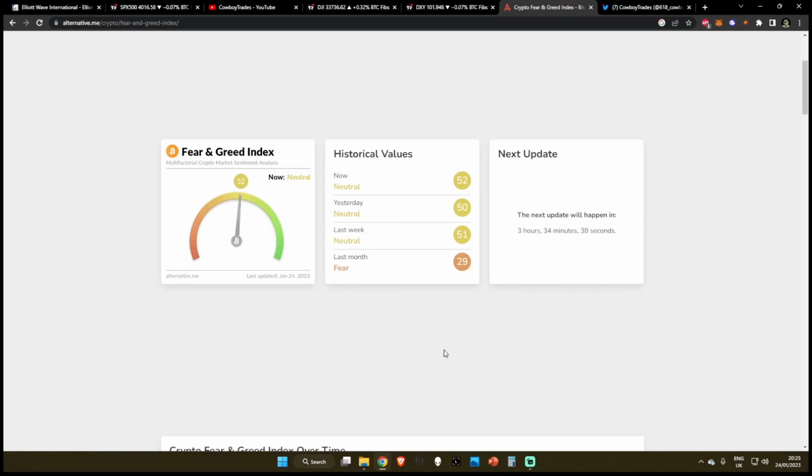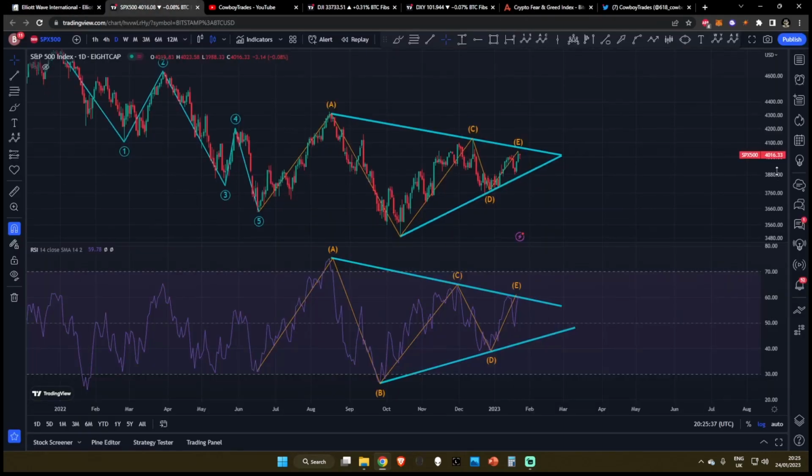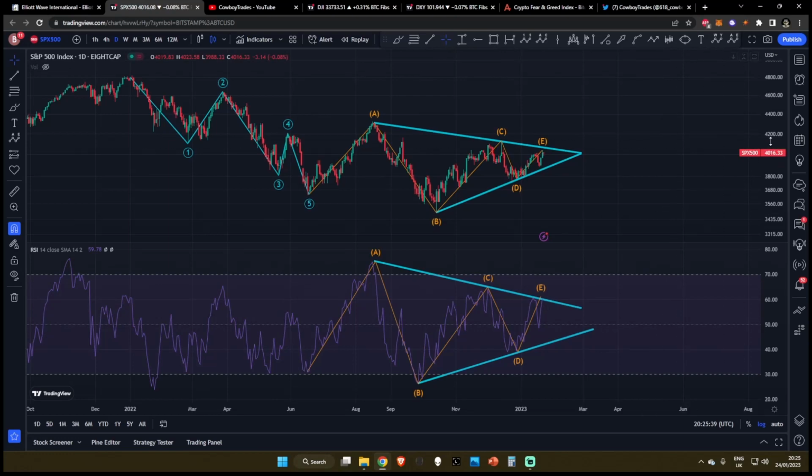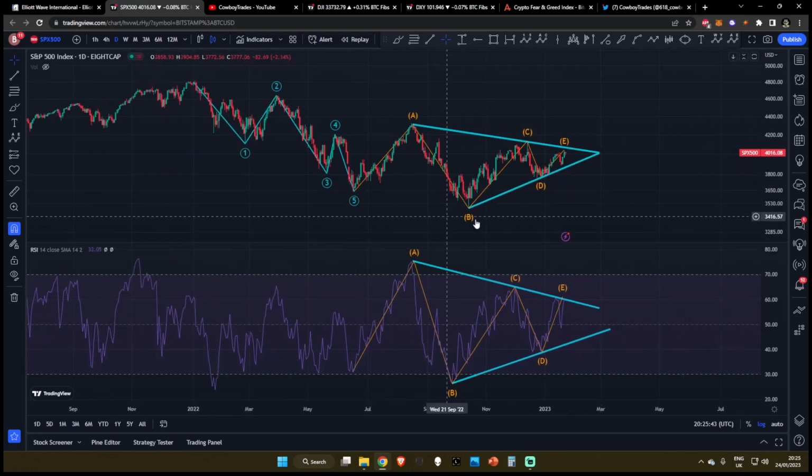Crypto fear and greed just keeps on pushing up day over day over day. This is currently sitting at 52. So being in neutral is really a sign that momentum is resetting and we should be getting ready for a move back down. But like I said at the start of the video, I just wanted to mainly focus on this Elliott wave pattern. This symmetrical triangle is a continuation pattern calling for a move back down to the downside.